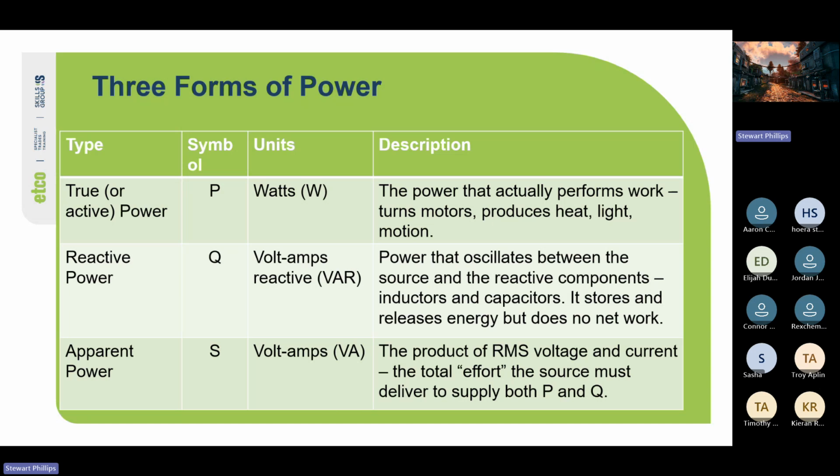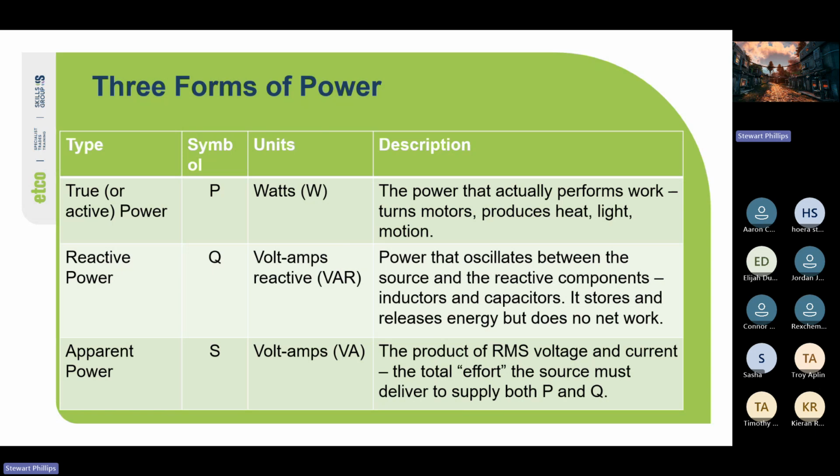So we have true power, or P, which is measured in watts. It's that power that actually performs work. So it turns motors, produces heat, light, motion. Then we get reactive power, or Q. It's measured in volt amps reactive. So it's the power that oscillates between the source and the reactive components, so our inductors and our capacitors, and it stores and releases that energy, but does no net work. It doesn't actually do anything useful.